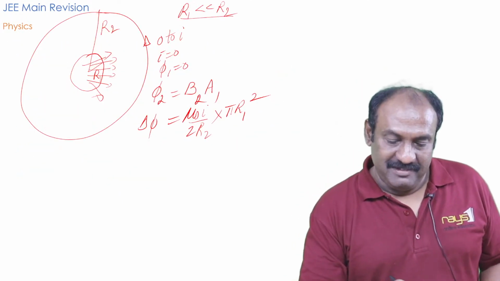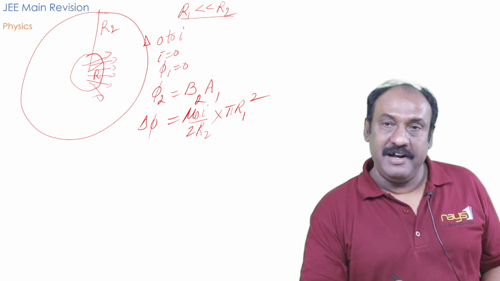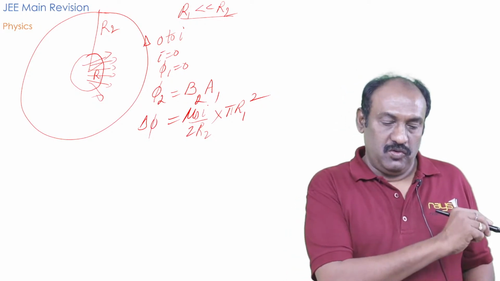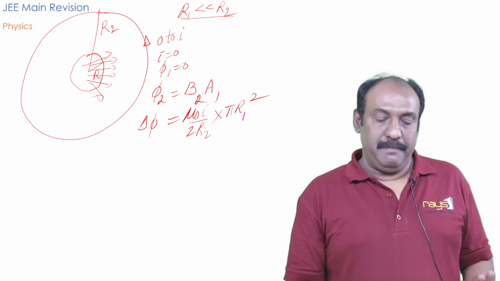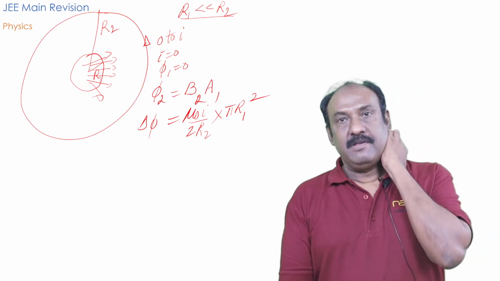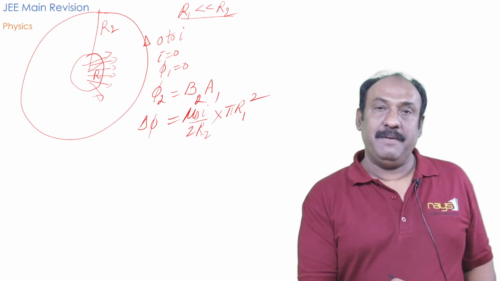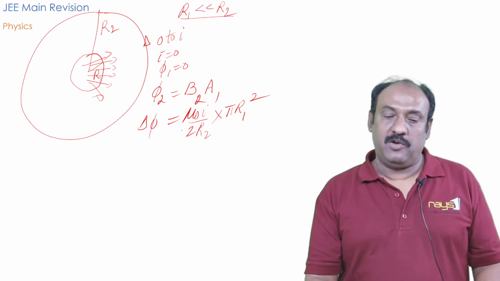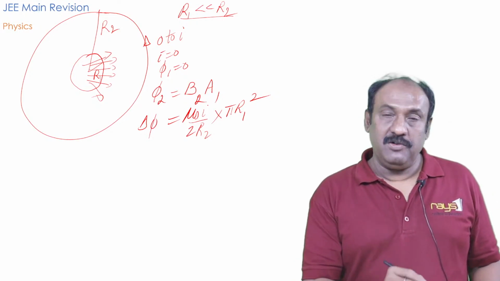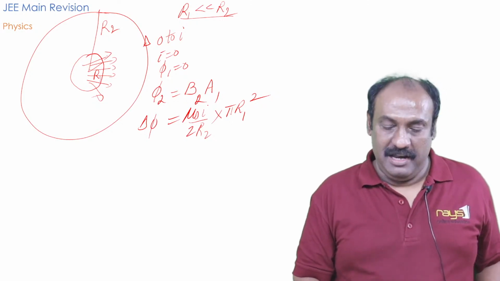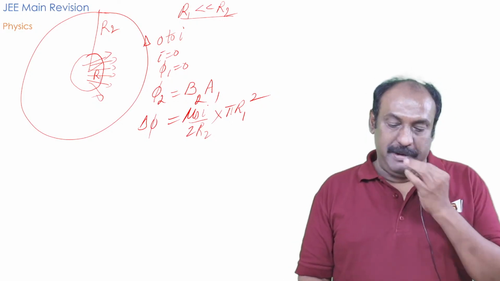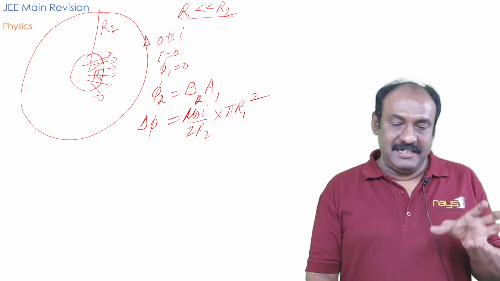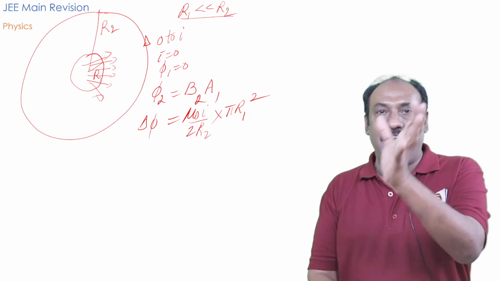what is the flux passing through the area of this small coil of radius R1? It is the magnetic induction due to the change of current in the outer coil multiplied by the area of cross section of the inner one. That is, mu naught I by 2R2 is the magnetic induction due to this circular coil carrying current, into the area of cross section of this inner coil, pi R1 square. Therefore mu naught I by 2R2 into pi R1 square is the change of flux passing through the area of the inner coil when current changes from 0 to I in the outer coil.